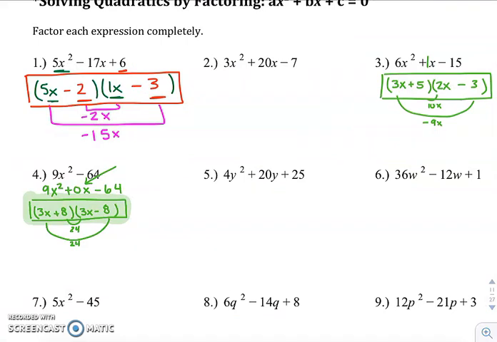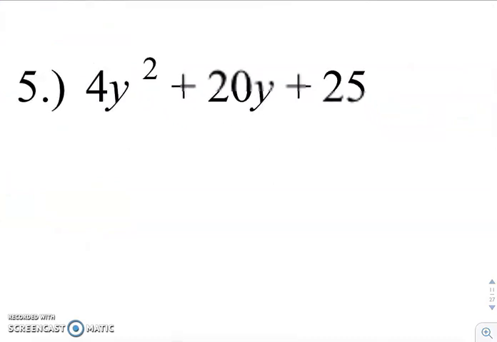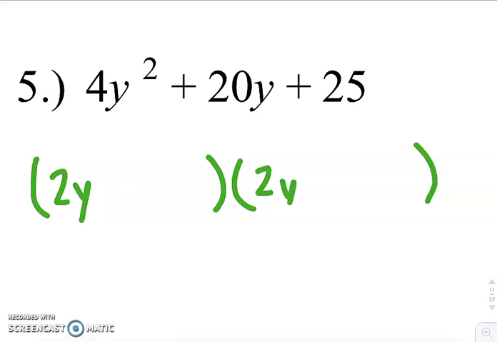So let's look at number 5. 4y squared plus 20y plus 25. So what times what is 4y squared? 2y times 2y. What times what is 25? 5 times 5.